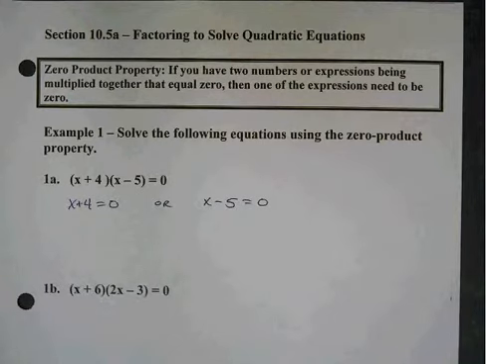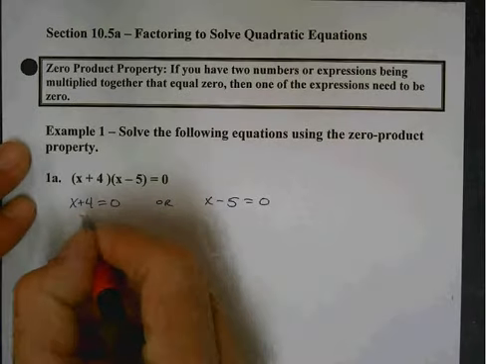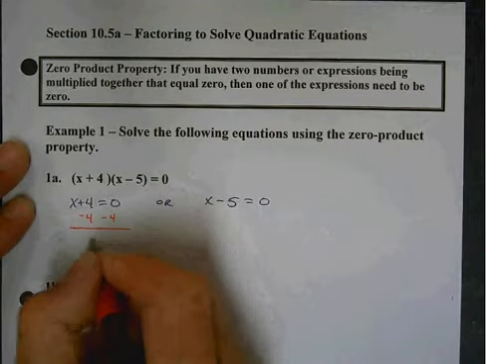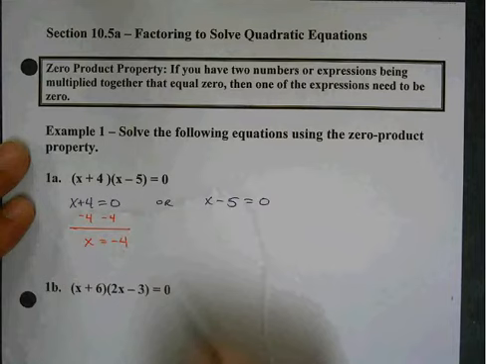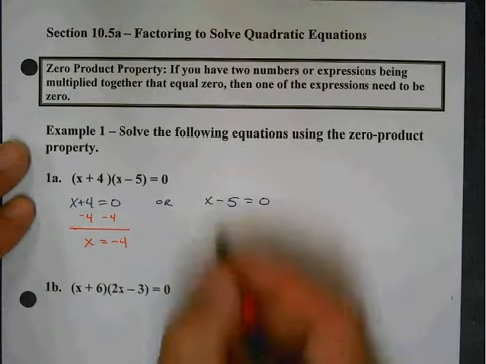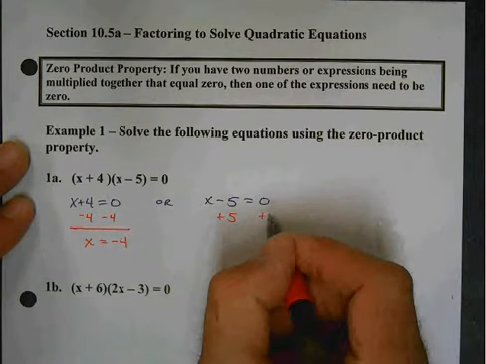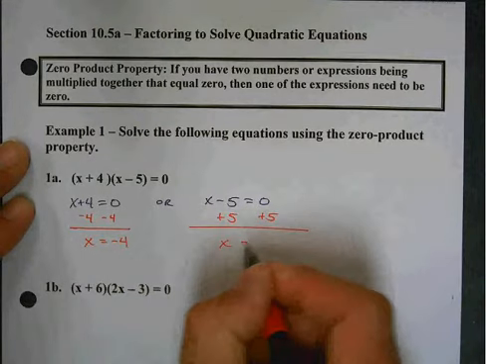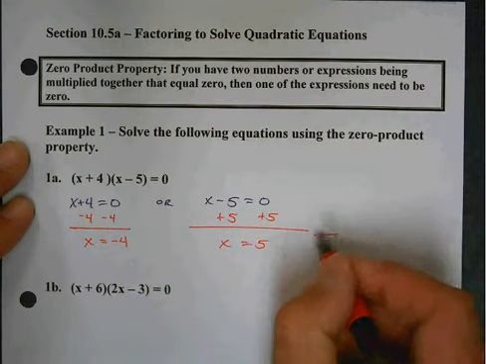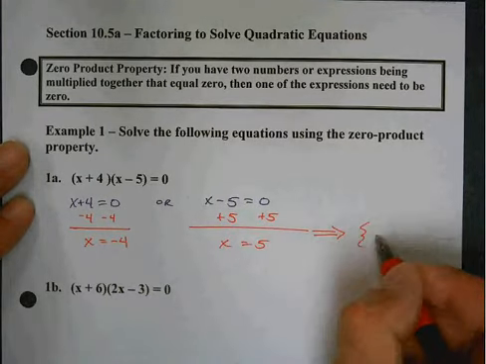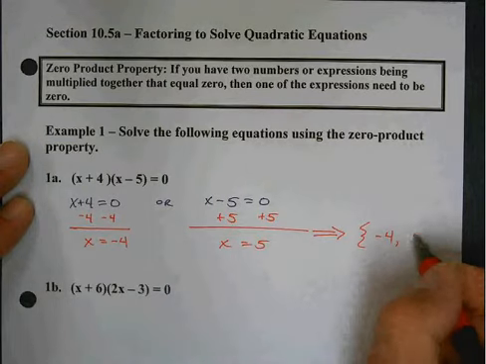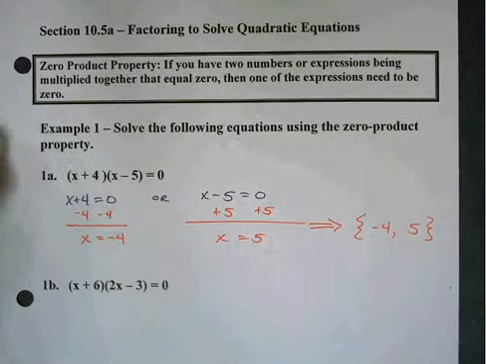Well, now it's almost trivial. How do I solve the left-hand piece? It's really simple. Subtract 4, that's right. And so my first answer is negative 4. To solve the right piece, I add 5, and I get x equals 5, which leads me to an answer of negative 4 and positive 5.